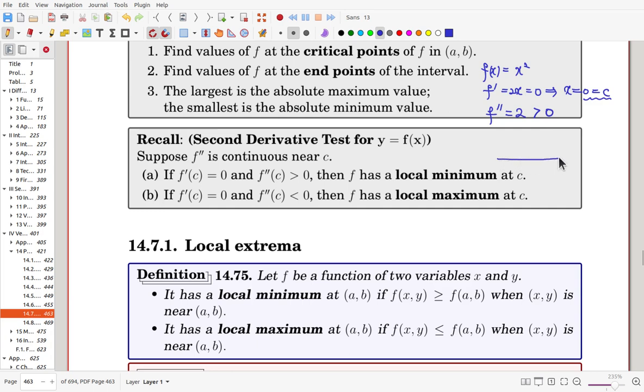If you draw the graph of the function y equals f of x, then at c, which is 0, you can easily see that it is a local minimum. In fact, this minimum is the absolute minimum of the function.